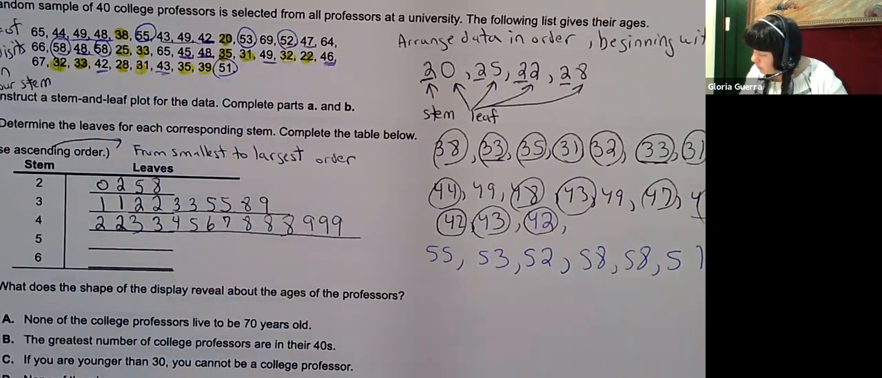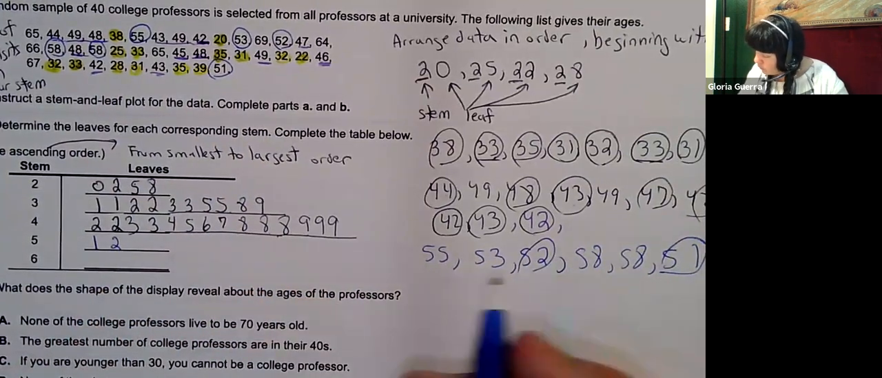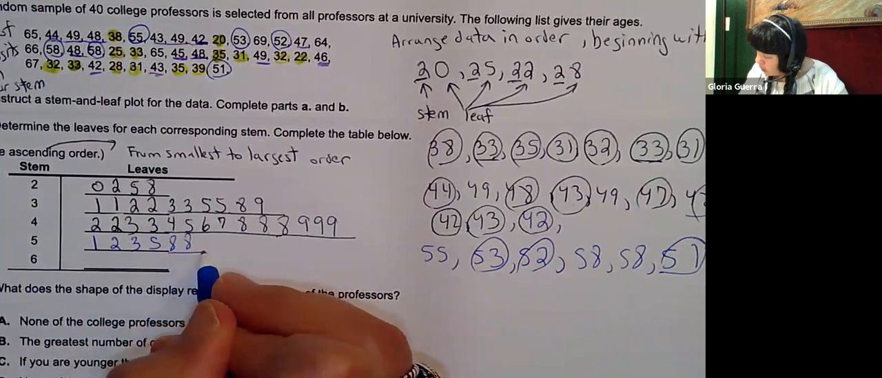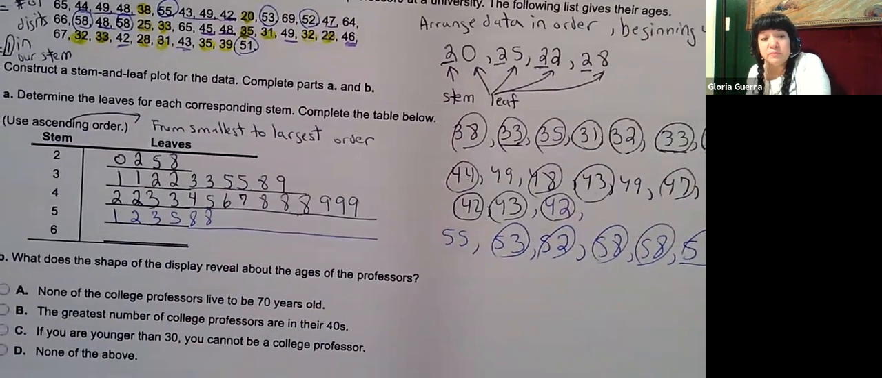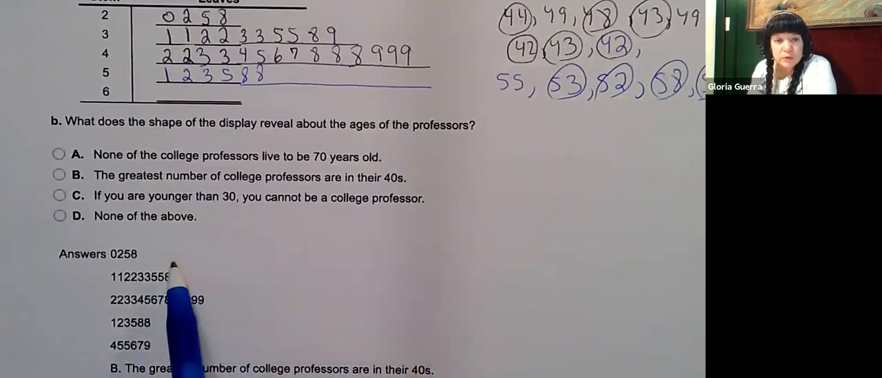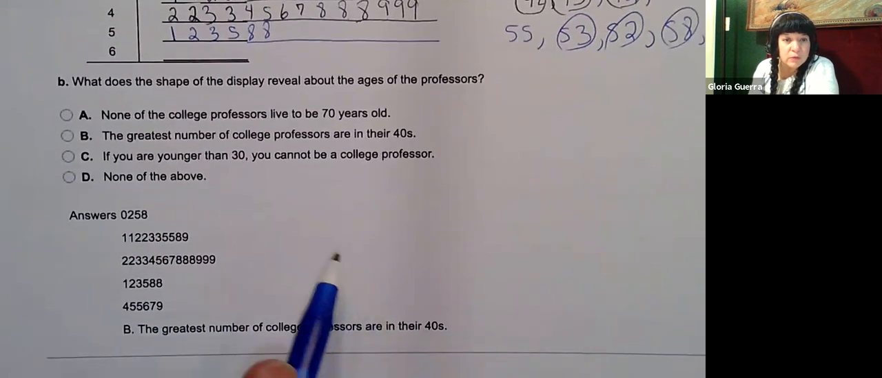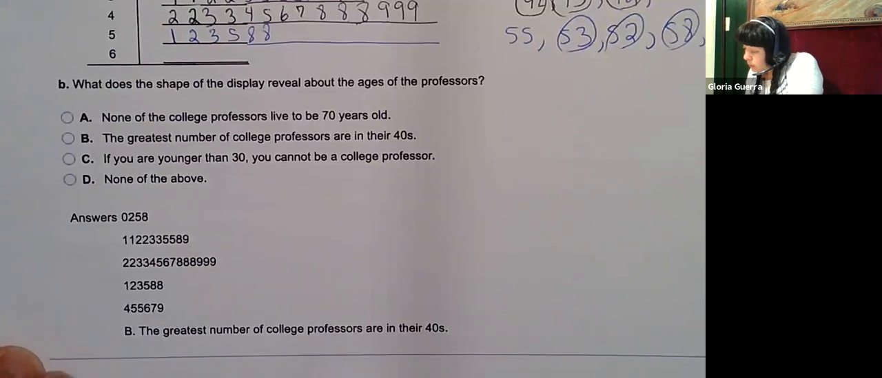Okay. So I start with, I don't have any 50s, but I have 51, 52, 53, 55, and two 58s. Okay. Let me kind of check these. So here's the 20s, 1122335589 in the 30s, then the 40s, couple 48s, and 49s. And then the 50s. Okay, this looks matching.